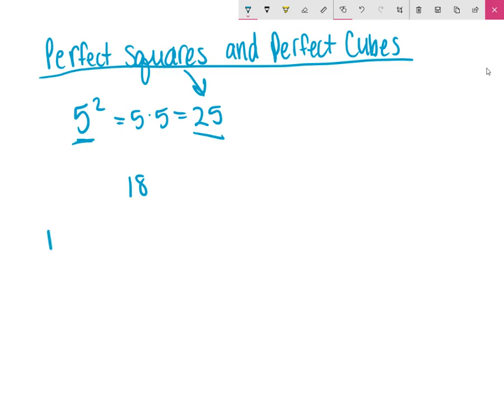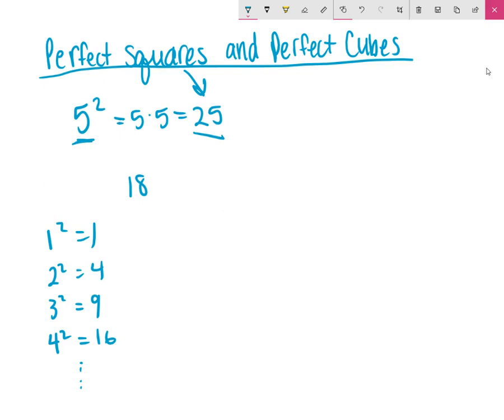You can write them all down. 1 squared equals 1, 2 squared equals 4, 3 squared equals 9, 4 squared equals 16, and so on. Or you can refer to the list that is in the module of all your perfect squares, and it has all your perfect cubes too. I think up to maybe 15.